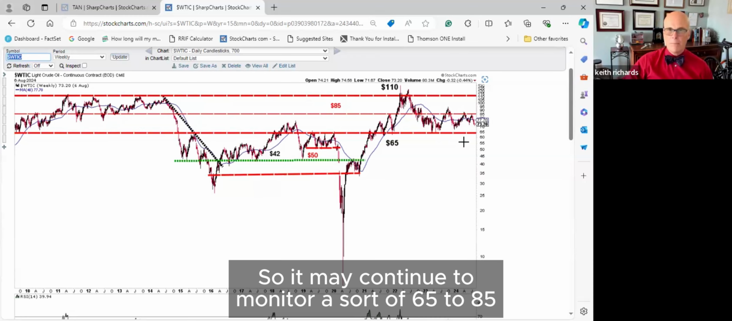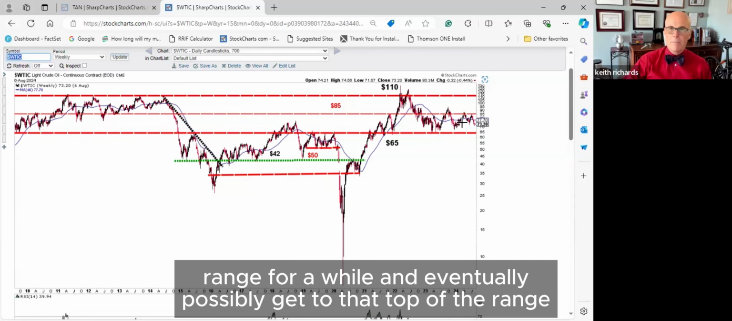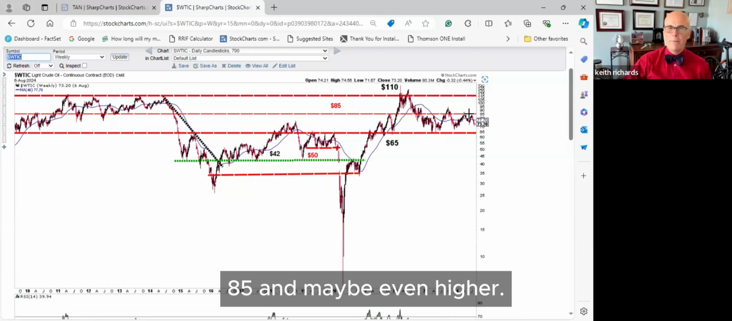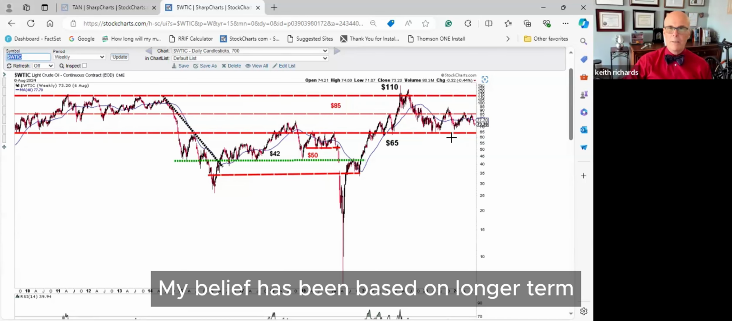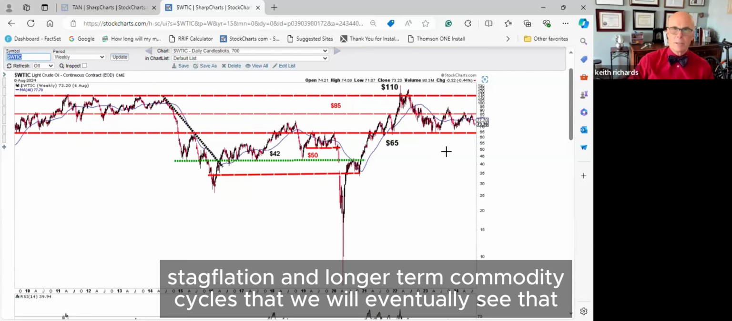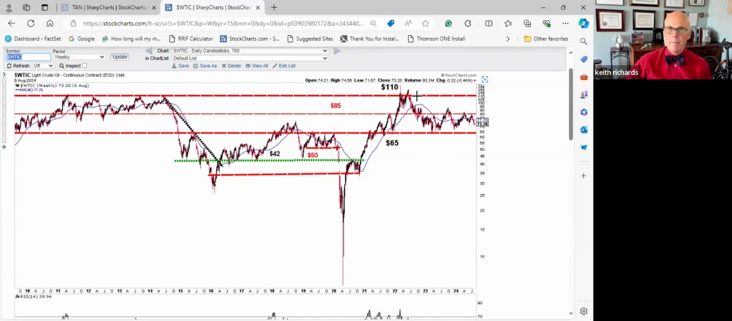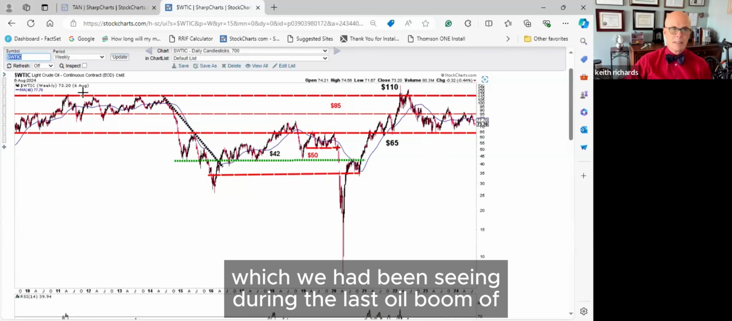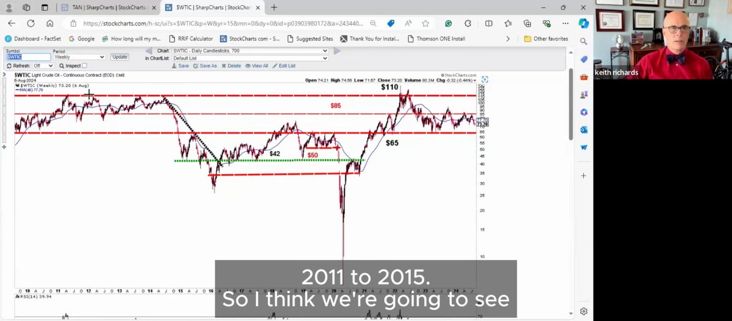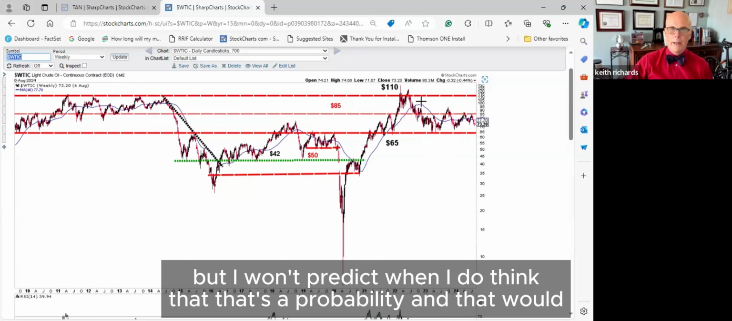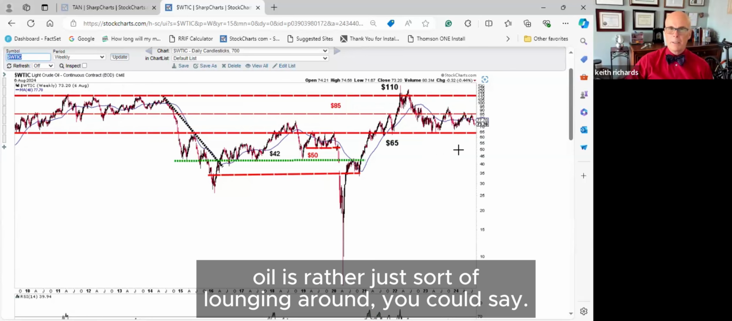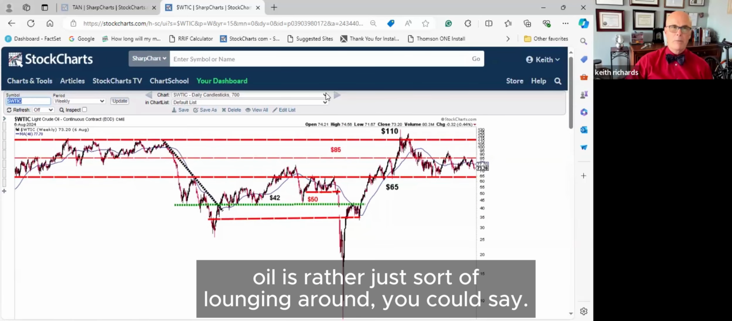So it may continue to monitor a sort of 65 to 85 range for a while, and eventually possibly get to that top of the range, 85, and maybe even higher. My belief has been, based on longer term stagflation and longer term commodity cycles, that we will eventually see that 110 again, which we had been seeing during the last oil boom of 2011 to 2015. So I think we're going to see that again, but I won't predict when. I do think that's a probability, and that would push the Looney up. But in the meantime, oil is rather just sort of lounging around, you could say.